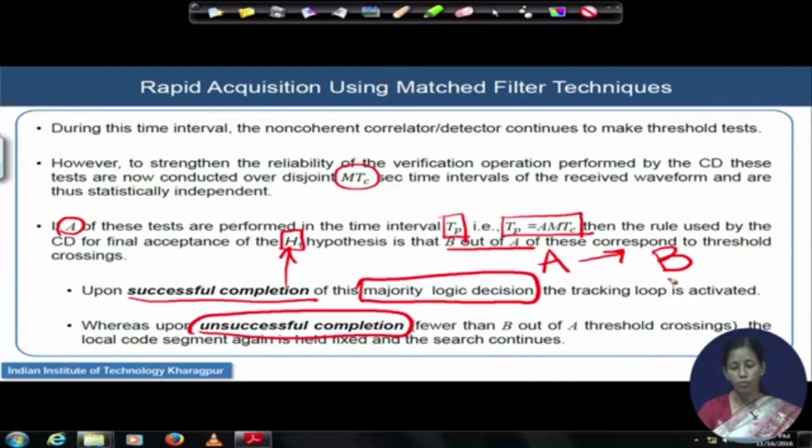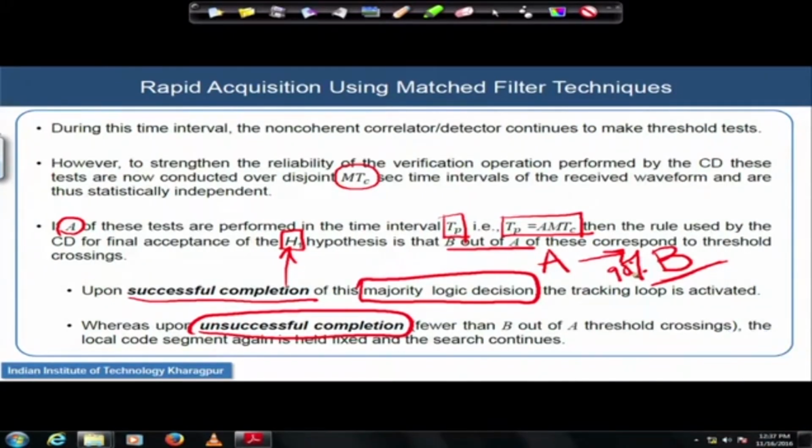Another point is how you will select this capital B. It depends on how many times, what percentage of the time out of this capital A, you expect the correlated output to cross the threshold, and you will declare a hit. Sometimes it will be 90% of the cases of the capital A. Sometimes this percentage may vary from 80 to 99. So, any value you feel is fixed for your typical synchronizer design and your system design, depending on how crucial it is to be synchronized with the incoming signal.